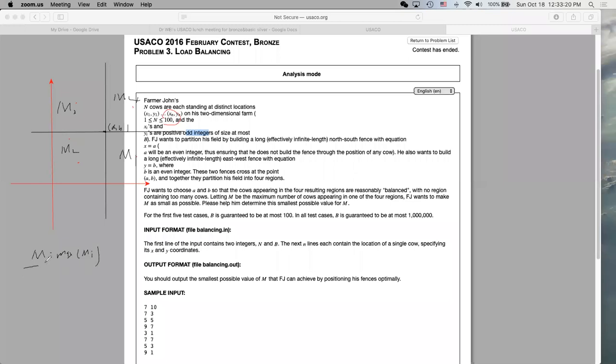So Farmer John is saying, hey, could you do me a favor? Try to deliver as small an M as possible. In other words, you want the distribution of the cows in terms of number across the four regions to be as uniform as possible. So that would be the question.